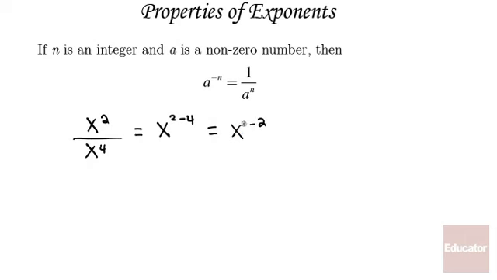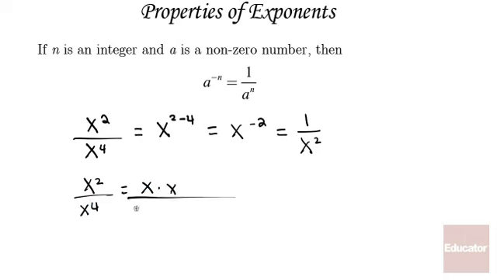Okay, now why is this going to be equivalent to this? Well, looking at this slightly differently, x squared over x to the 4th, I multiply this out, and what I really have is x times x divided by x times x times x times x. Okay, x's cancel out. That cancels, and that's going to give me 1 over x times x, or 1 over x squared.